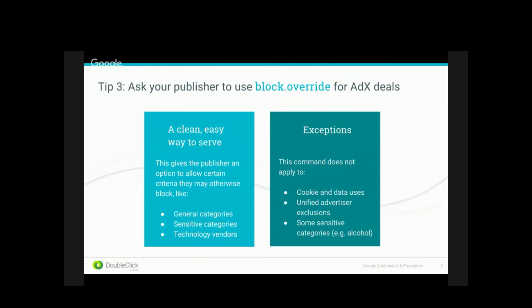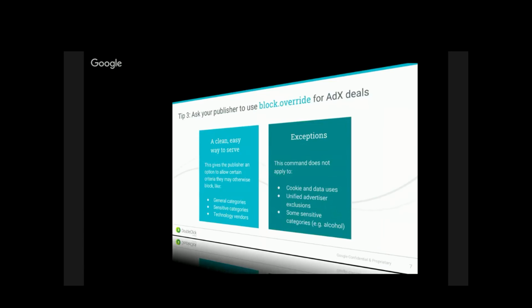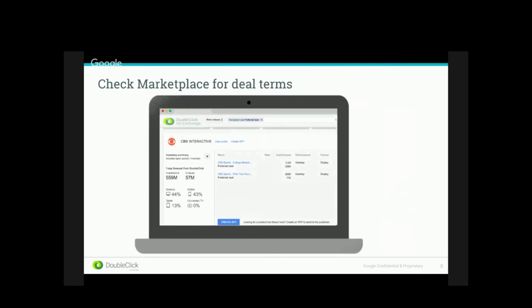Certain items remain unaffected by the block override feature. This includes block setup for cookie and data use. This applies to cookies and data used for data collection, remarketing lists, interest-based category cookies, match coding, and subsequent data. Unified advertiser exclusions created in DFP and certain sensitive categories such as alcohol. If a publisher refuses to use block override, you'll have to be super diligent about making sure, one by one, that all creative categories and technology vendors associated with the campaign and its creatives are approved. You can check Marketplace for deal terms under the publisher profile.